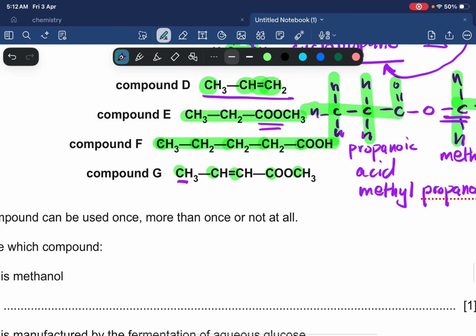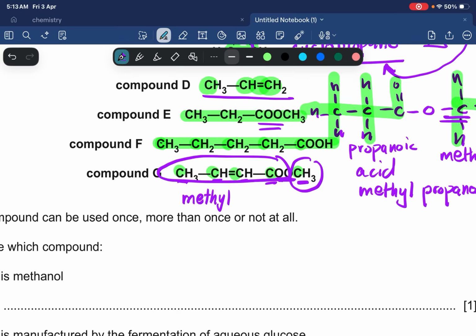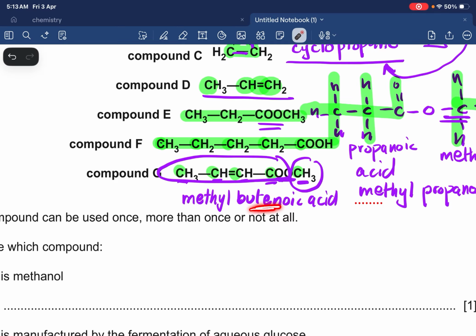For 1, 2, 3, 4 carbons, and then this ester part, it's going to be methyl, because there is one carbon in the alcohol part. This one is the alcohol part and this is the acid part. Methyl 1, 2, 3, 4, butenoic acid. Why butenoic acid? Because there's a double bond. This is not butanoic acid, this is butenoic acid.